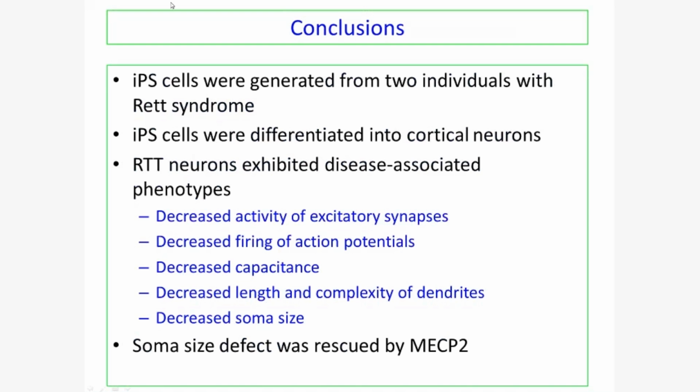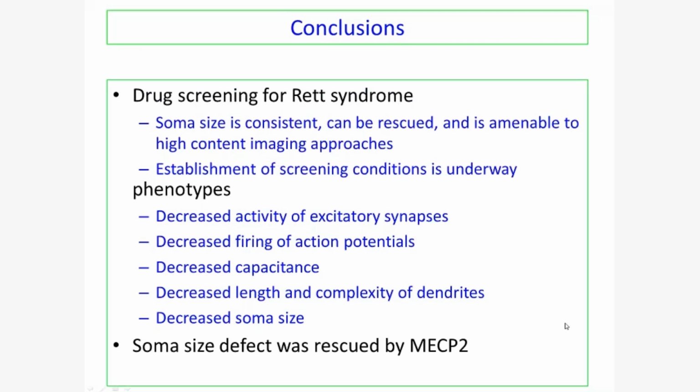And so essentially what these data and other data have shown is that iPS cells have been generated from individuals with Rett syndrome, that these iPS cells have been differentiated into cells with a cortical identity, and that neurons from individuals with Rett syndrome exhibit disease-associated phenotypes as expected from work done in the mouse, including decreases in the activity of excitatory synapses, the firing of action potentials, the capacitance of the neurons, the length and complexity of dendrites, and in soma size. And most importantly, this soma size deficit was rescued by reintroduction of an MECP2 transgene.